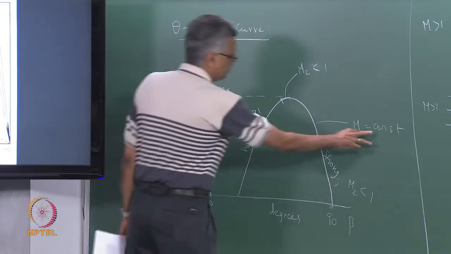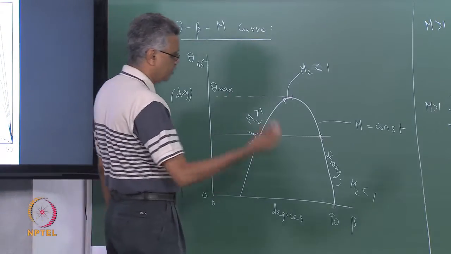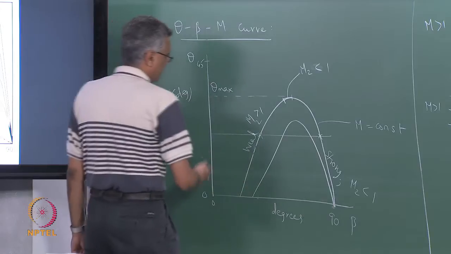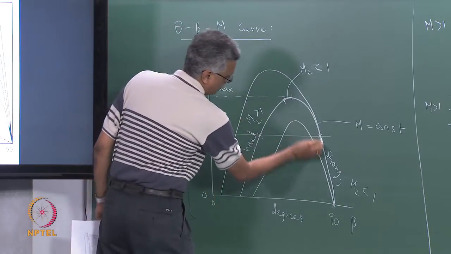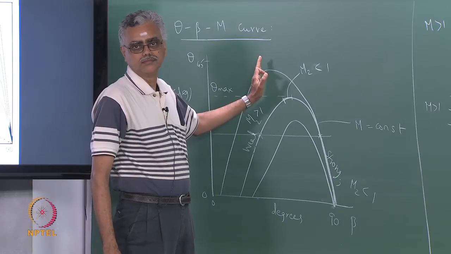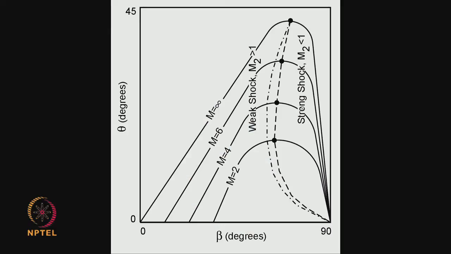So this is for one value of Mach number. Now a curve at a lower Mach number, same curve corresponding to a lower Mach number, would look something like this, and a curve with a higher Mach number would look something like this. Okay. So this theta max keeps shifting to the left. So let us look at the figure and see what this curve looks like. So you can see the theta beta M curve sketched for different values of M. So you notice that the theta max shifts slightly to the left and then goes like this. Initially it starts from here, it shifts like this and then it straightens out like this.